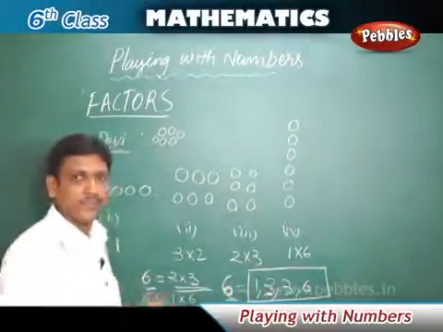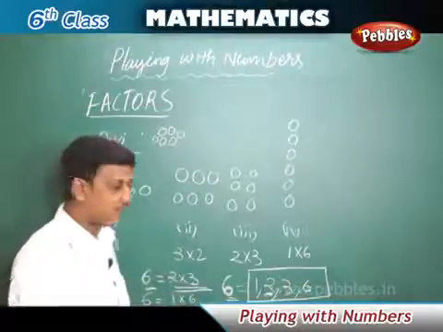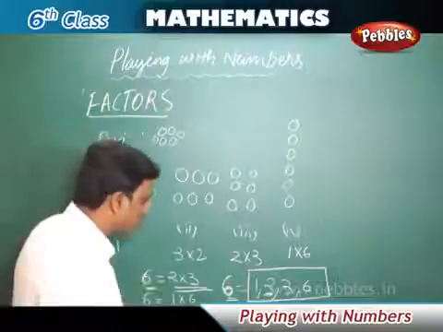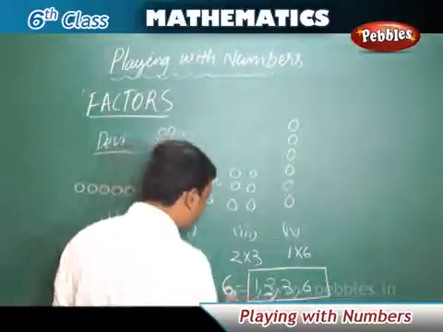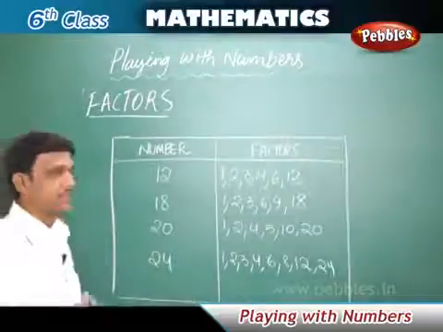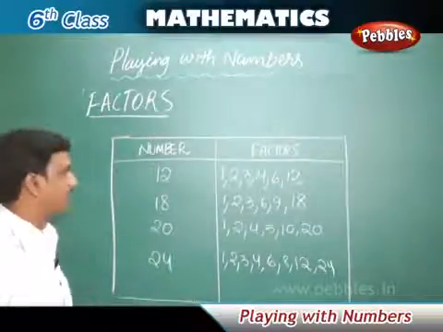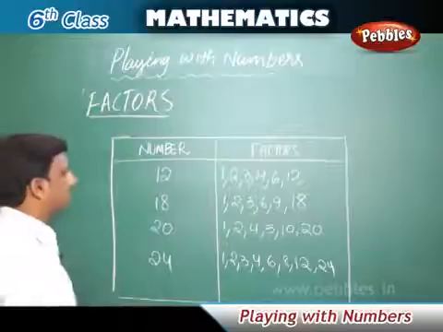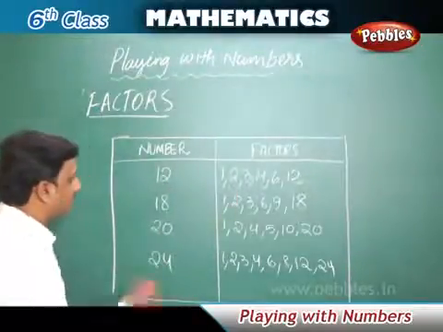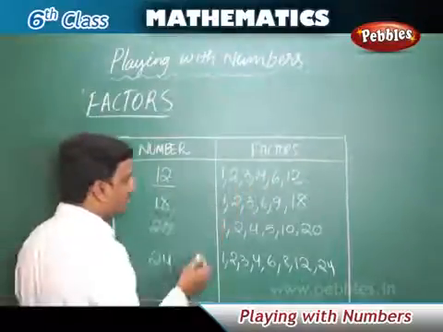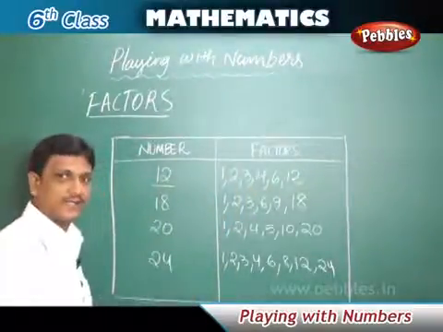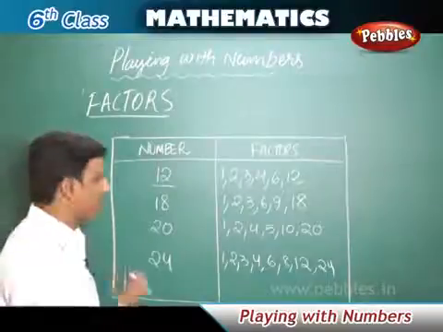When we say one number is a factor of another number, the factor should divide that number completely. So here 1, 2, 3, 6 are factors of 6. Now let us try to learn some more things about the factors. So here we have some numbers and here we have their factors. Say for example 12, these are the factors. By observing this table, we will find some important things about factors.